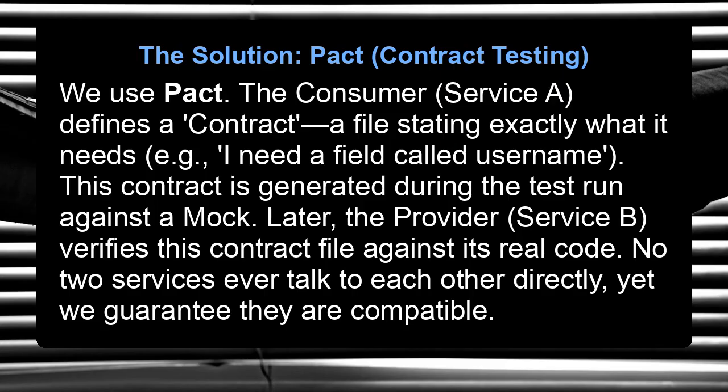The solution: PACT contract testing. We use PACT. The consumer, Service A, defines a contract, a file stating exactly what it needs. For example, I need a field called username. This contract is generated during the test run against a mock. Later, the provider, Service B, verifies this contract file against its real code. No two services ever talk to each other directly, yet we guarantee they are compatible.